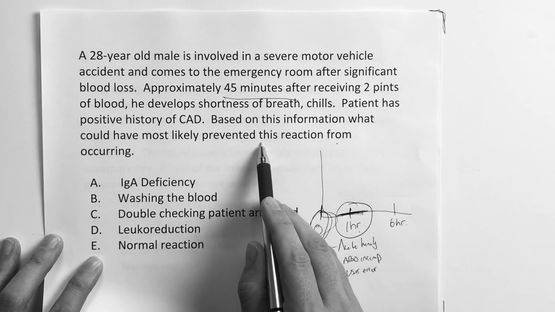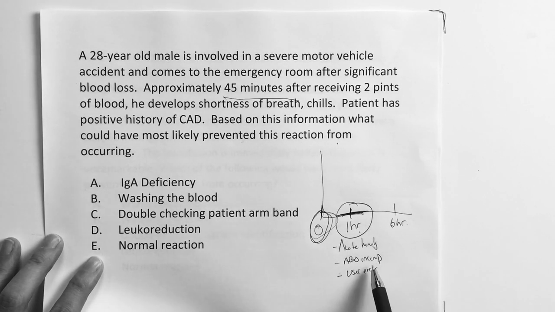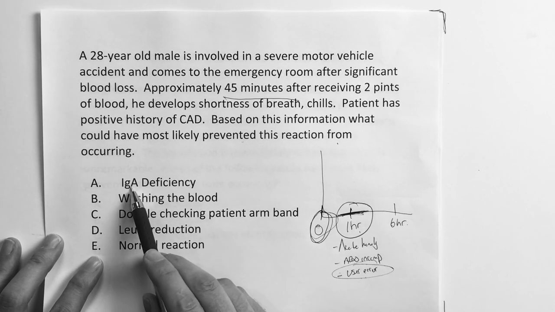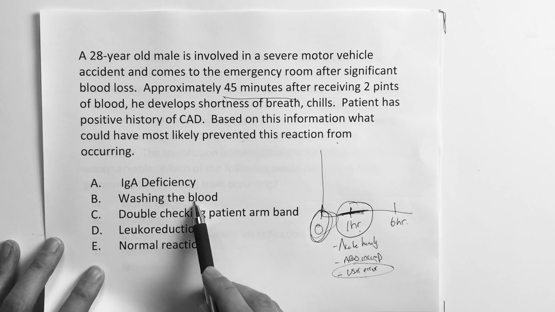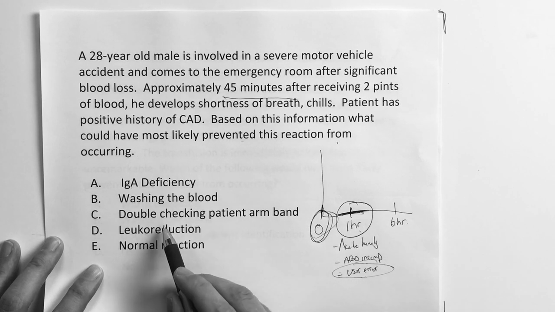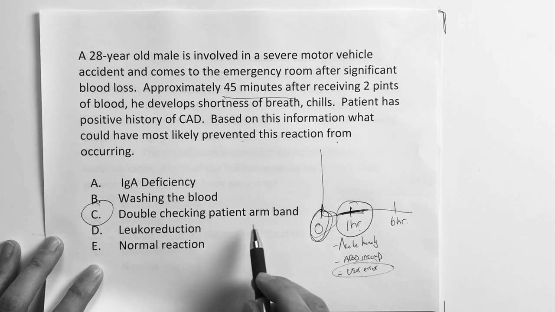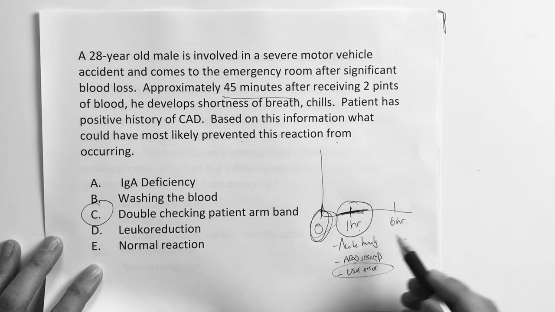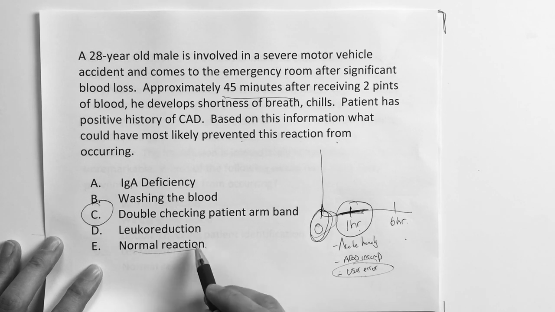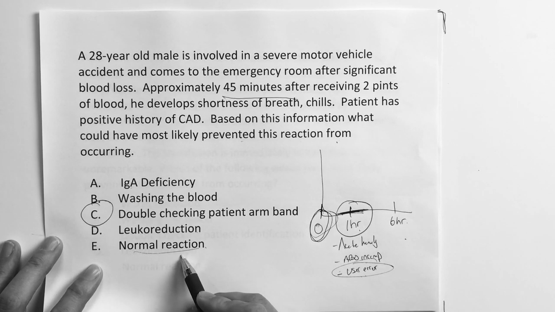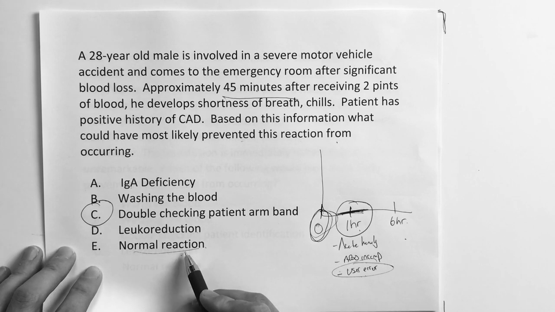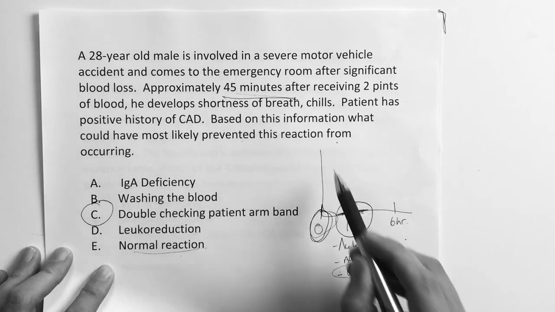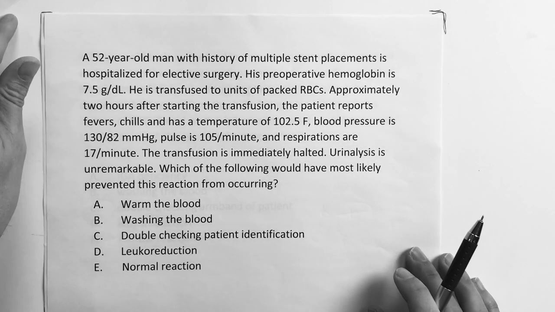And again, what could have prevented this reaction from occurring? We gotta look for something that's a user error. So it's not IgA deficiency, it's not washing the blood, double checking patient armband, that's a possibility, right? Leukoreduction, nope, that's for the febrile non-hemolytic, and it's not a normal reaction. Get used to seeing a normal reaction on the exam, but you better be pretty confident before you put that down. The best answer, the only answer in this one's gonna be double check patient armband.